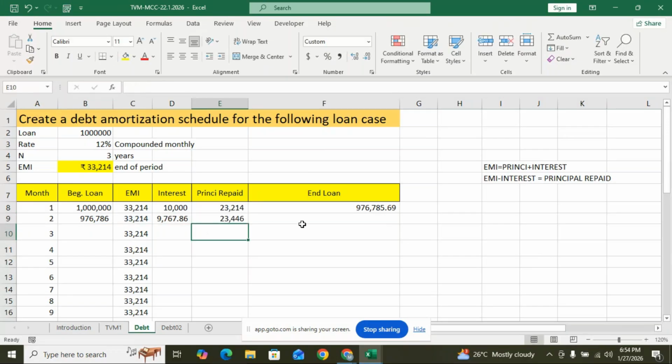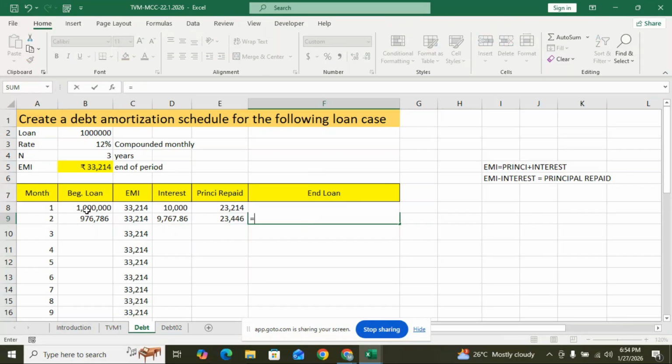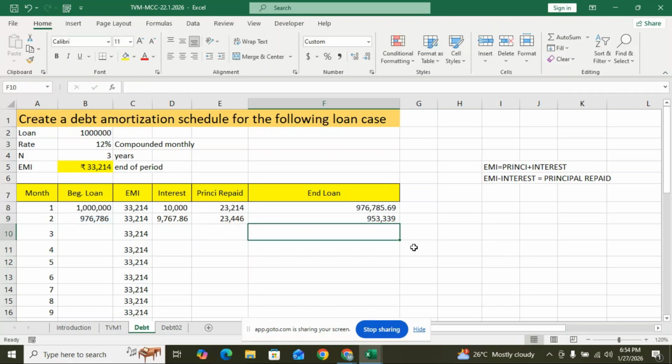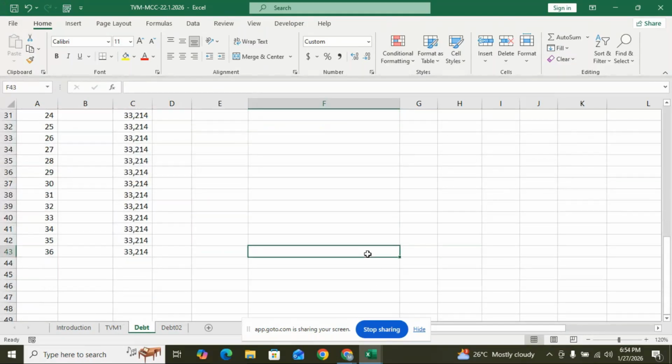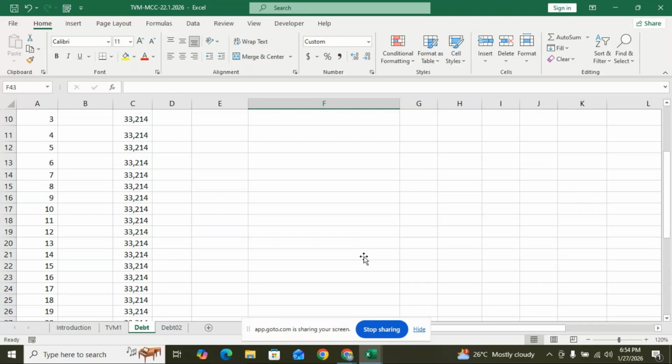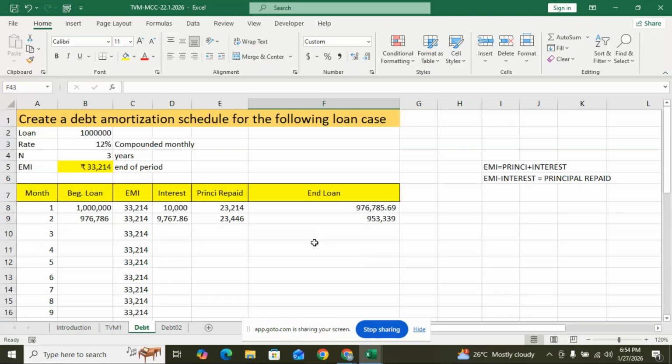Like this. Again, your end loan should be equals to beginning loan minus principal repaid. Press enter. Like this, you're supposed to work out. Same thing if you do till the 36th month. And 36th month, it has to be here 0 or probably a small, a fractional amount like 15 or 21 rupees. That's fine. But you should not have a huge amount by the end of the last month. So I think you can continue working for the same. You can just finish off this table.